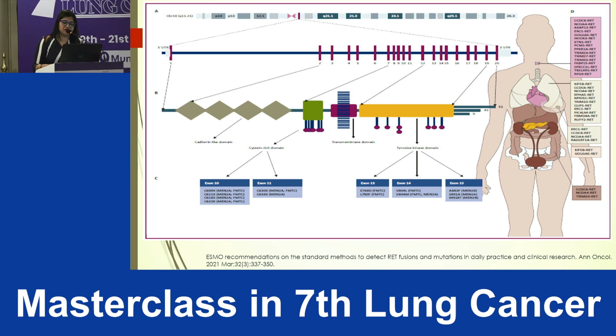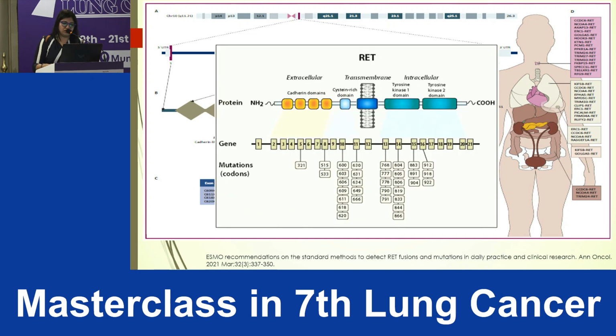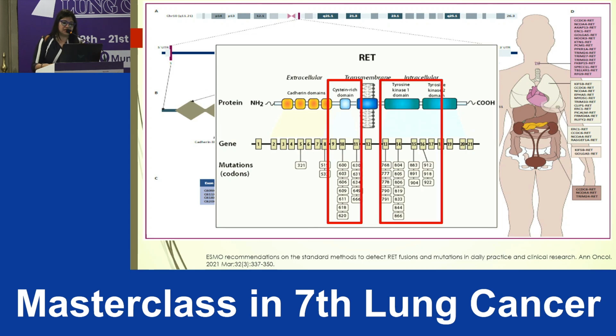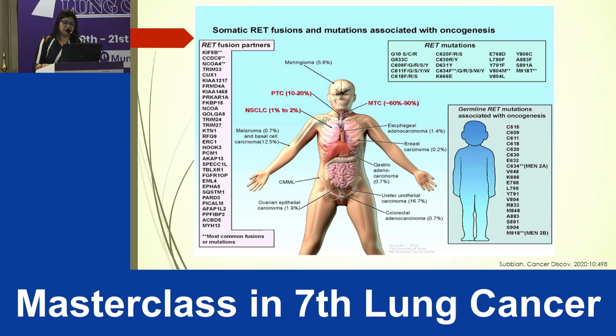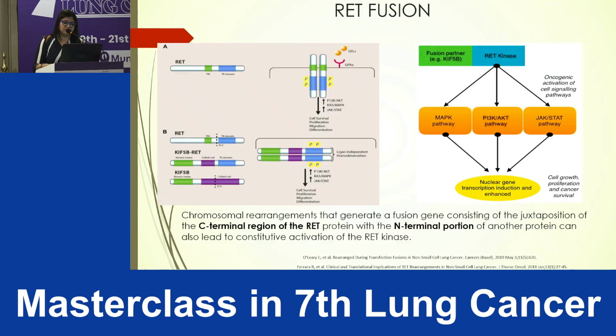This gene has exon 20, and most of the mutations are clustered in the cysteine-rich domain and in the tyrosine-rich domain. And when you see the gene rearrangement, it is mainly in the intronic 11 region. Mostly two main tumors, thyroid tumors and lung carcinoma, have these RET gene alterations. Mutations are mostly in medullary thyroid carcinomas and fusions in papillary thyroid and non-small cell lung adenocarcinomas.